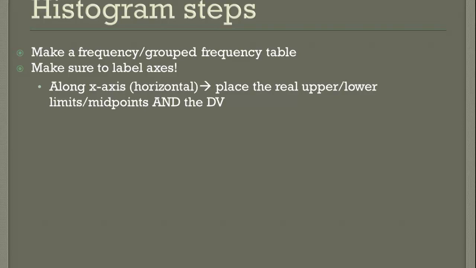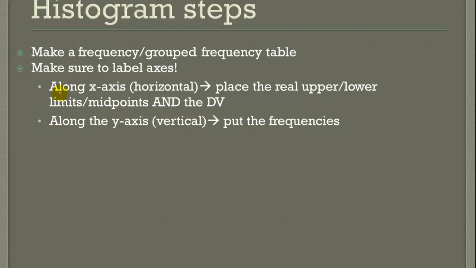So if you're going to make it, again, we just went through those steps, but the first thing you would do is draw out your x-axis, which is the horizontal axis. Think horizon, watching the sunset. And that's where you're basically going to place the real upper and lower limits and midpoint of your dependent variable, or whatever variable you're looking at, your variable of interest.